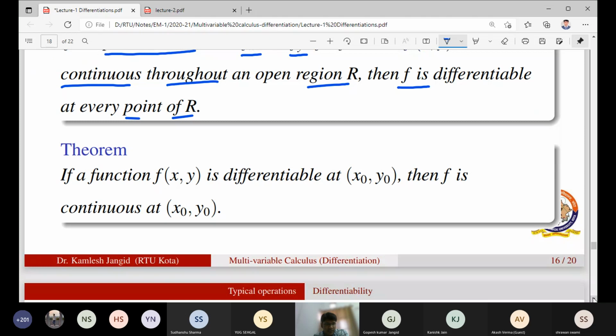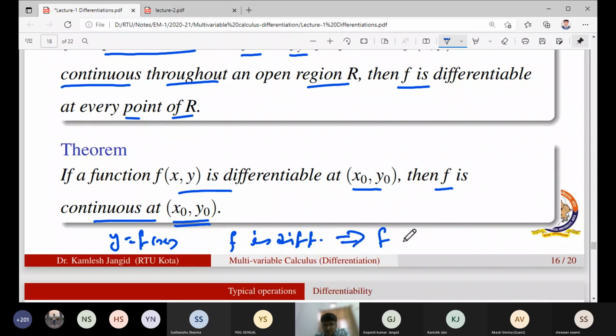And this is also a trivial result. If a given function f(x,y) is differentiable at the point (x naught, y naught), then f is continuous at (x naught, y naught). You know, this is also true for the one variable case. If you remember, in case of one variable, if y equals f(x) is your given function and f is differentiable, then you can say that f is continuous also, but the converse may not be true.